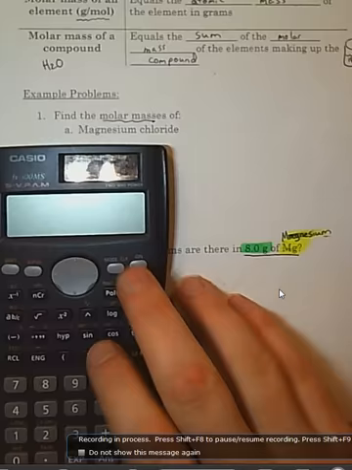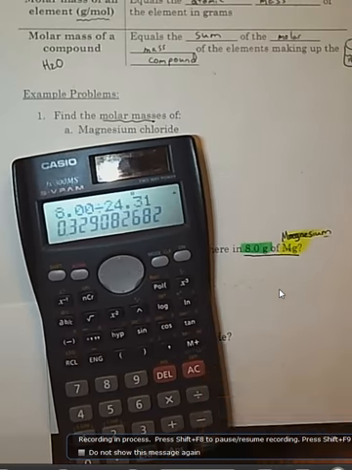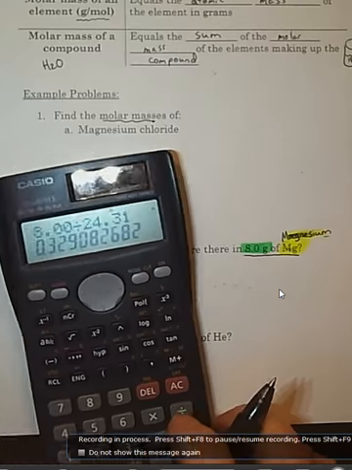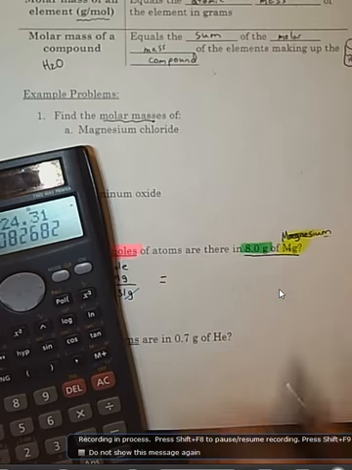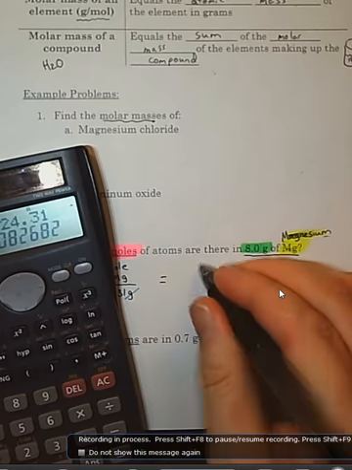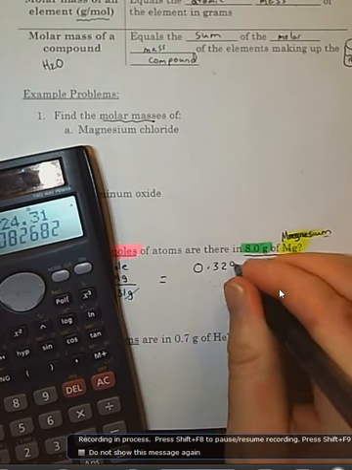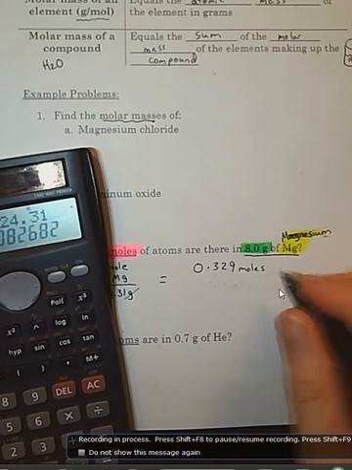So now, 8.00 divided by 24.31. And here's our answer, 0.329082682. This would be moles. We don't need that much. So if we round that, we're going to write this two different ways. First, out of scientific notation, and then in scientific notation. So we have 0.329 moles of magnesium.